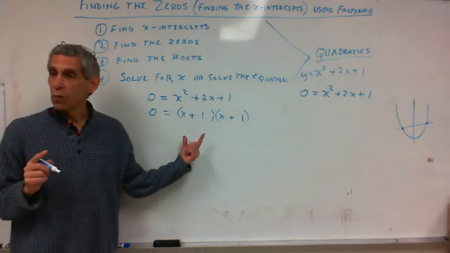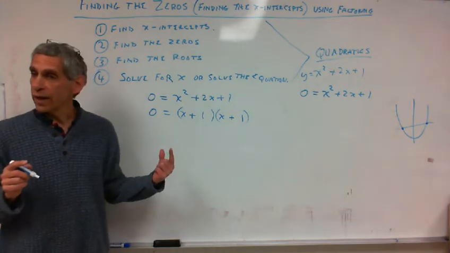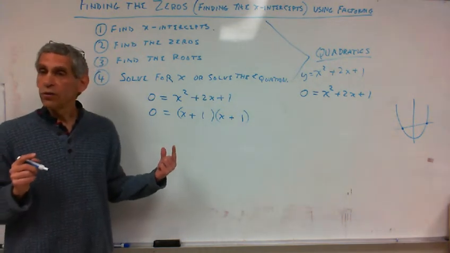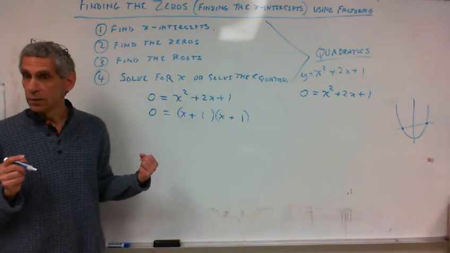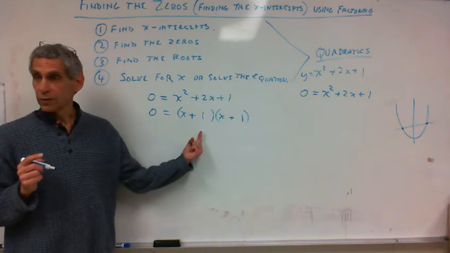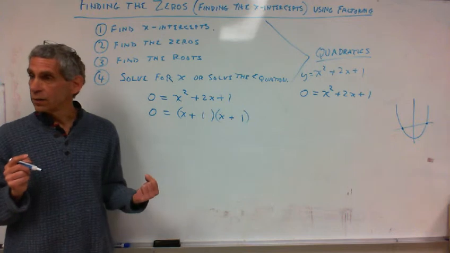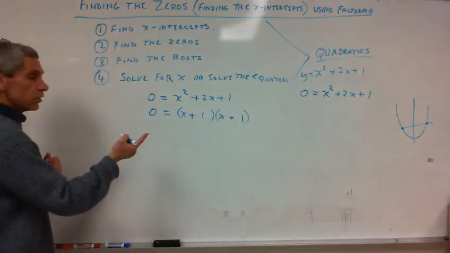Now we have to figure out what are the zeros. What is the x-intercept? If you used the quadratic formula, you would have gotten x equals negative 1, not x equals plus 1. You would have gotten x equals negative 1. So this is what you do.